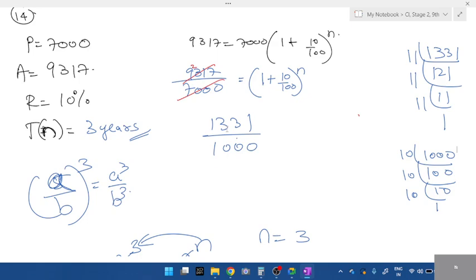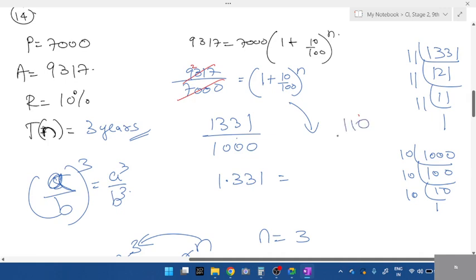See here, you don't have to convert into decimal, students. If you convert into decimal, what do you get? 1.331. And this side, if you take LCM, what you'll get? 1.1. So if you convert into decimal, 1.1 to the whole power n, is it possible to solve? Respond. It's not possible. See, you get stuck. So you should know, for time period, never convert into decimal.